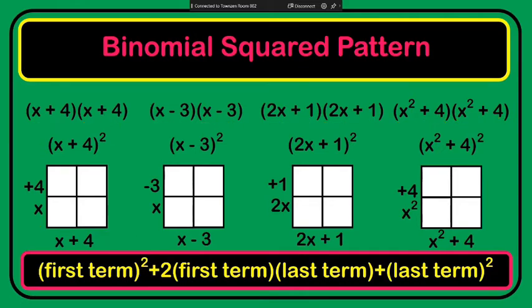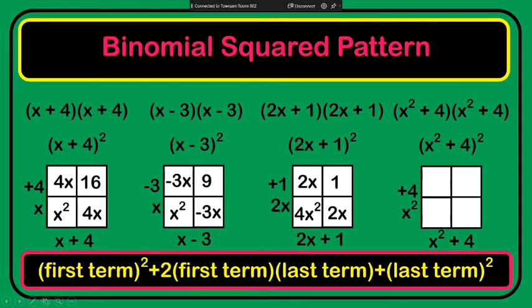When we multiply in our first example, we'll get x times x is x squared, x times 4 is 4x, x times 4 is 4x, and positive 4 times positive 4 is positive 16. On our second example, we'll have x squared, a pair of negative 3x's and a positive 9. On our third example, we'll have 4x squared, a pair of positive 2x's, and a positive 1. And on our last example, we'll have x to the fourth, a pair of 4x squareds, and a 16.